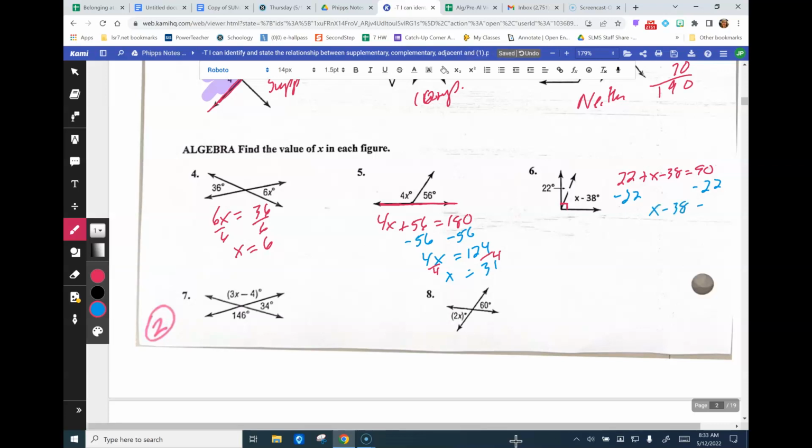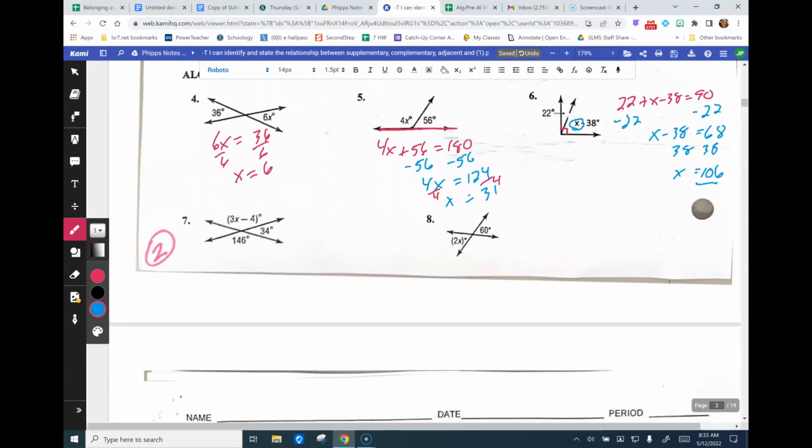X minus 38 is equal to 90 minus 22, 68. Then we're going to add 38 to both sides. So we get x is equal to 68 plus 38. And we get 106. Now at first, I was like, wait a second, it can't be that big. But it is just saying what x is. It's not saying what the angle is. X is 106. And if I take 106 and subtract 38, I'm going to get 68. And 68 plus 22 is 90.